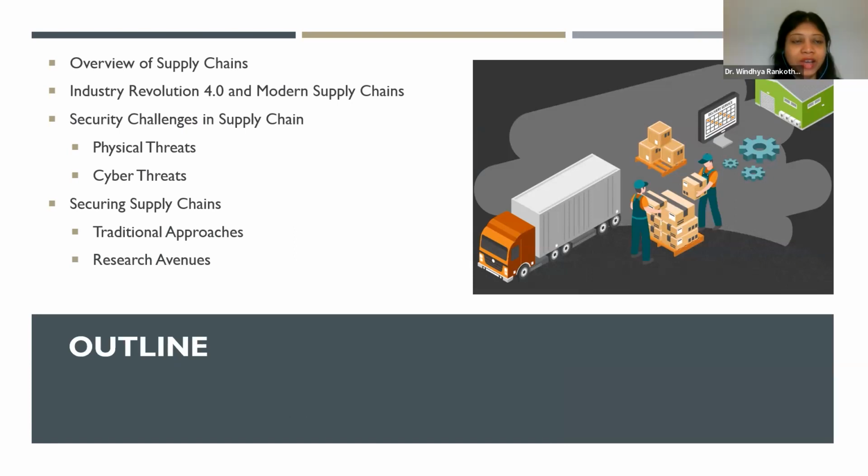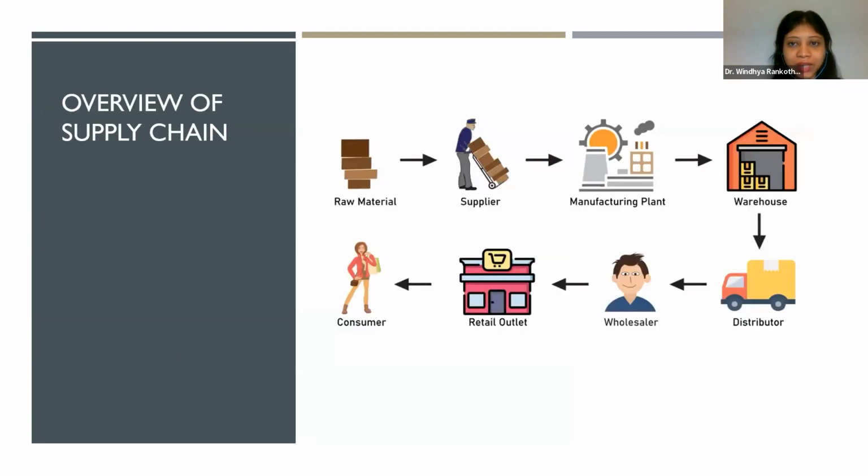Sure, thank you. So I will be discussing supply chains and how they have been affected by the Industrial Revolution, basic security challenges in supply chains, and finally, how we can secure supply chains. As you know, any supply chain has different stakeholders like suppliers, consumers, wholesalers, and so on. It also involves different raw materials, manufacturing plants, distributors, and so on. There are different stakeholders and different processes like buying, selling, manufacturing, storing, and distributing.